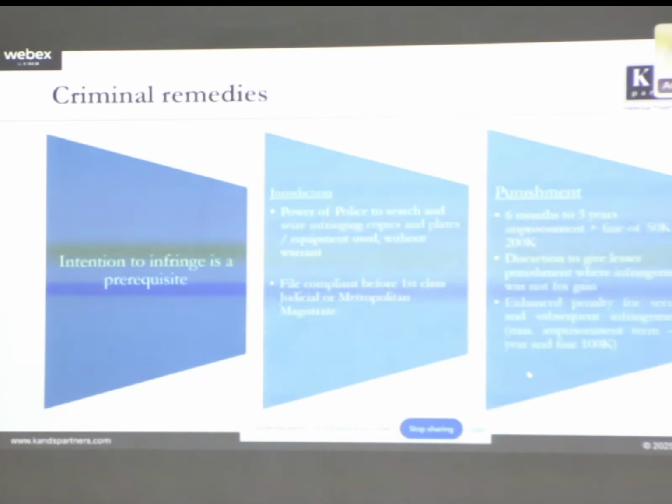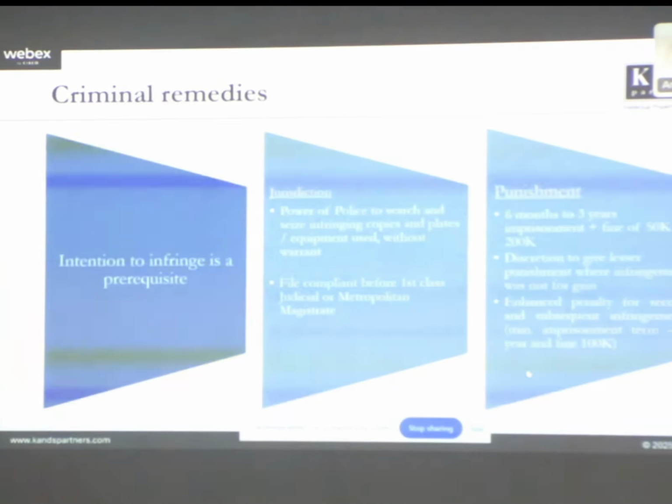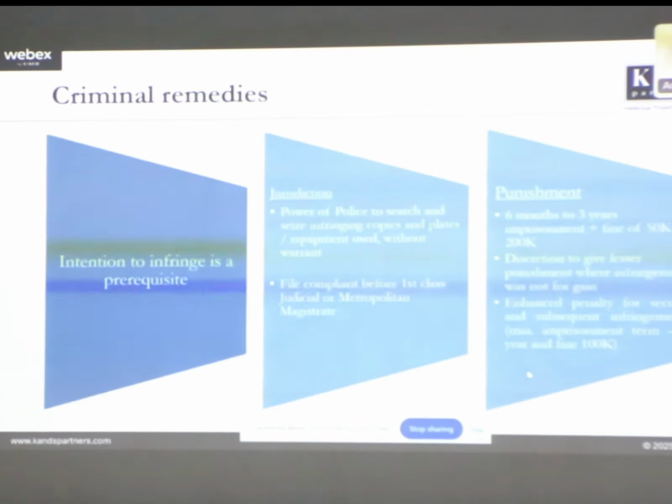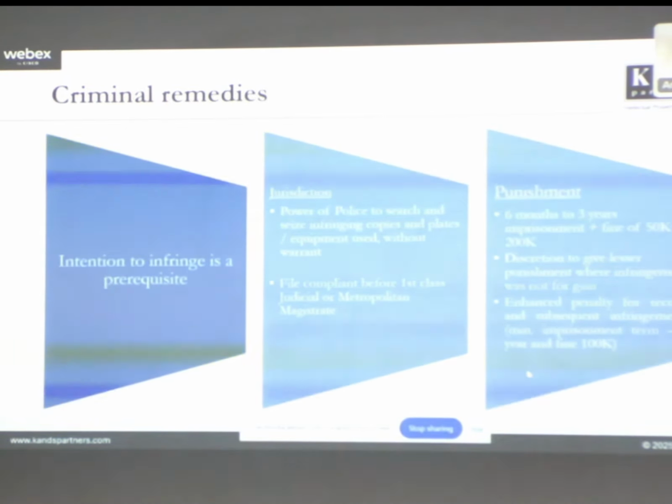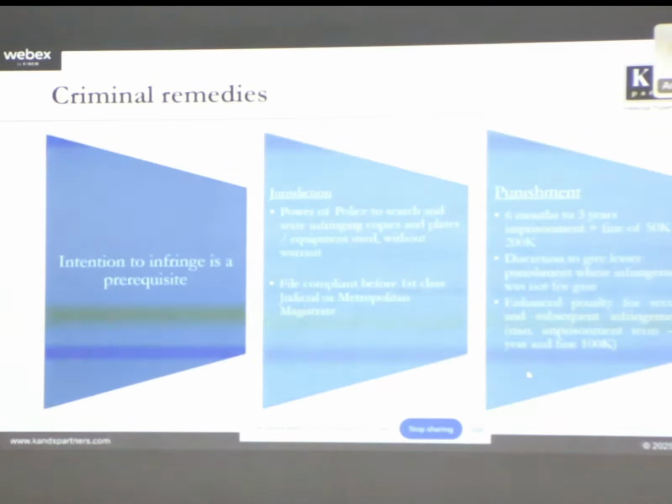Punishment can range from 6 months to 3 years of imprisonment, plus a fine of 50,000 to 200,000. If the infringing activity was not done for commercial gain, the judge has discretion to grant a lesser punishment. But there is also an enhanced penalty for second and subsequent infringements, with the minimum imprisonment term becoming 1 year and the fine being 100,000.